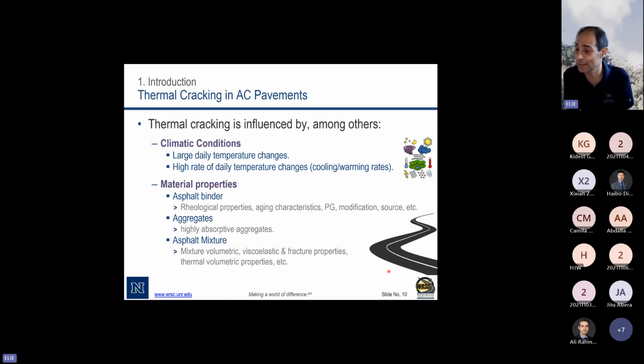So if you keep everything the same within two mixes, and you just change the aggregate mineralogy, then there's a likelihood that your cracking resistance is going to change. Now, even though your ingredients, your asphalt binder and the aggregates, may be good quality, it depends how you put them together. So that's why we have to test the raw materials, yes, but at the end of the day, we also have to test our asphalt mixtures and look very specifically, not only at the fracture properties, but also the viscoelastic and the thermal viscoplastic properties of your asphalt mixtures.